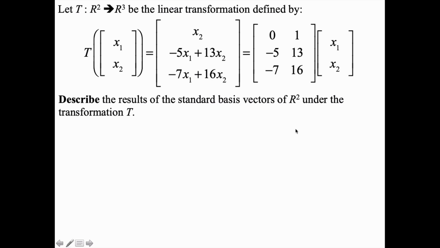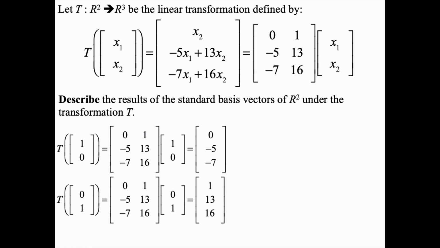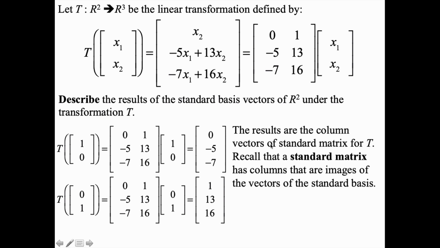Okay, let's go back to that example we had before. We were going from 2-space to 3-space, a linear transformation defined by this formula. Let's now describe the results and take it a step further. Well, we already know when we operate on the standard basis vectors, we get these column vectors which match the columns of the transformation matrix that we could just see right away was producing the same transformation. And we said that the results are the column vectors of the standard matrix for T.